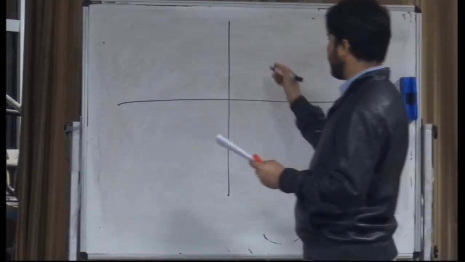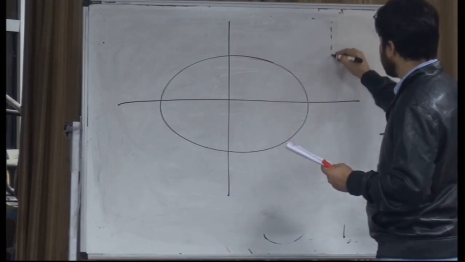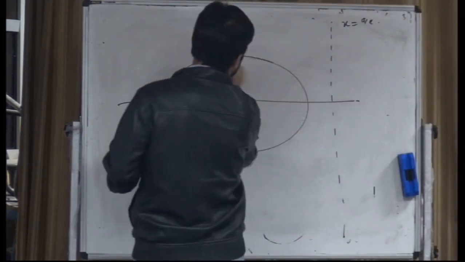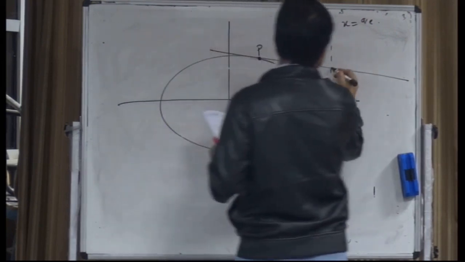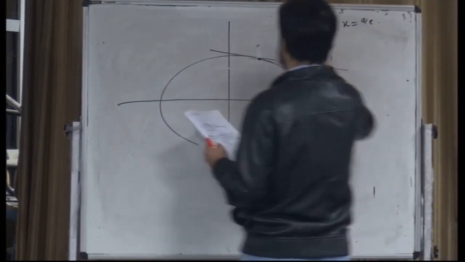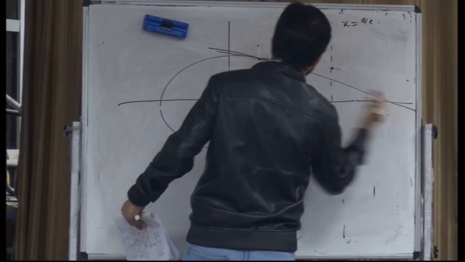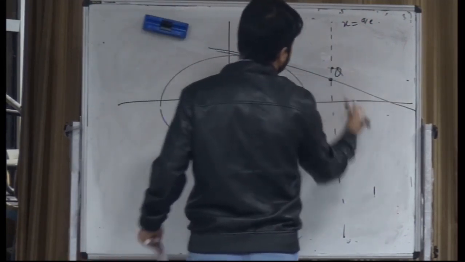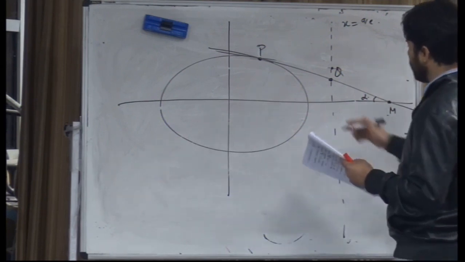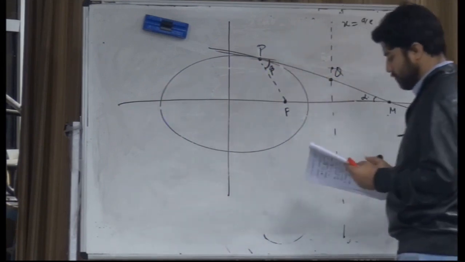So again, you have a directrix, you have an ellipse, and then you have a directrix, x is equal to... and you are drawing a tangent at P, cutting the directrix at Q. This is P, this is Q, and let's call this M, and it is making angle alpha, and here it is F, and this is making angle beta. Okay.